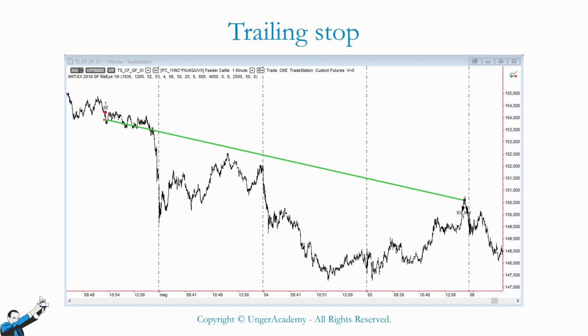Sometimes the trailing stop is confused with the break-even stop, although in reality, well, they're actually two completely different things, and let's see why. The trailing stop actively follows the trade. That is, it continues to update as the market makes new highs and lows.